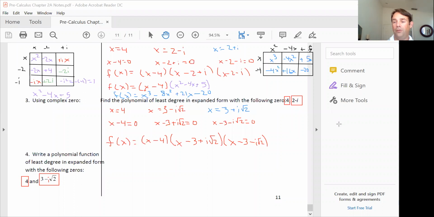So let's multiply those imaginaries together. Let's see how that looks. Put some lines in here. So I got an x minus 3 plus i root 2, x minus 3 minus i root 2.